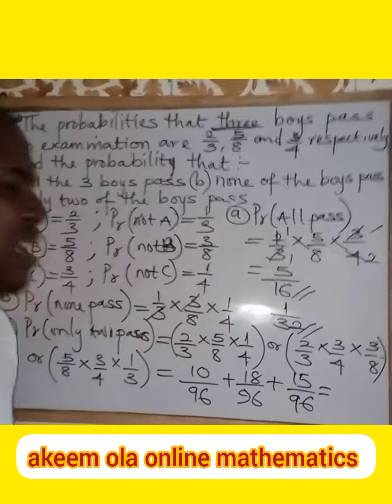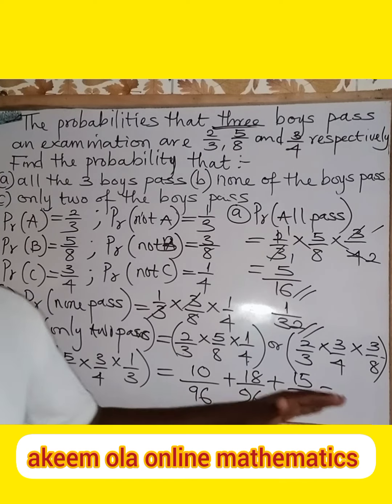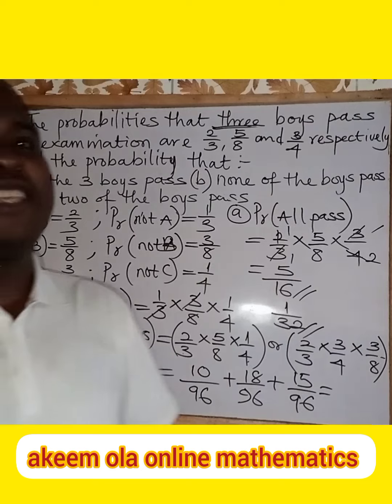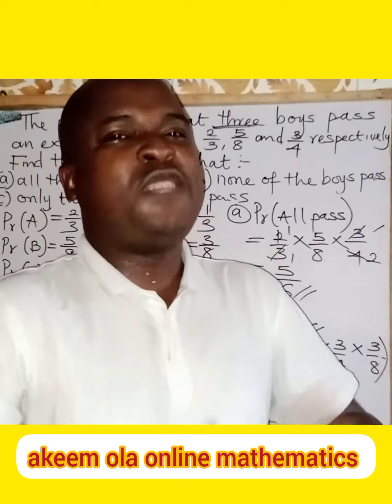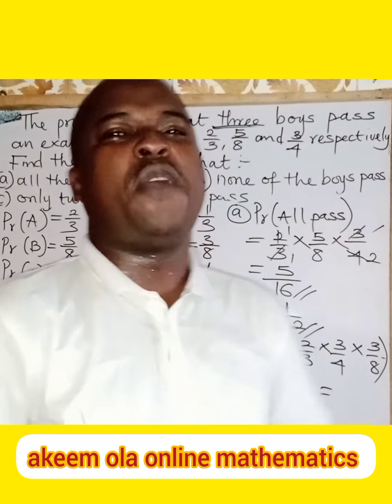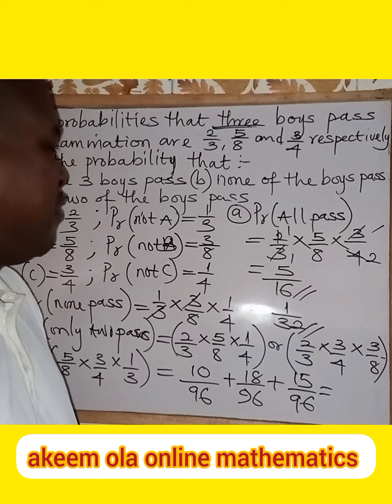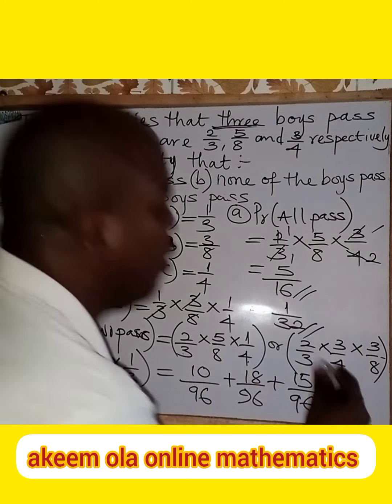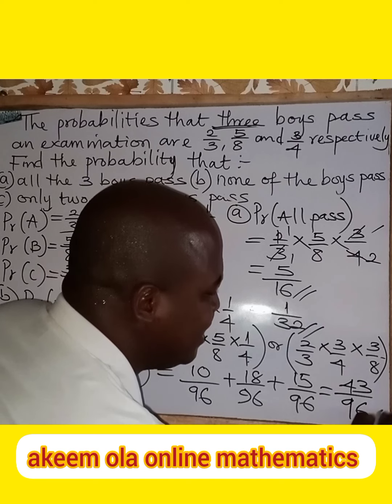As you can see, the denominators are all the same. And in a situation like this, when the denominators are the same in a fraction, we are expected to add all the numerators together. If you add all the numerators together, 15 plus 18 will give us 33. Plus 10, that will surely give us 43 all over 96.